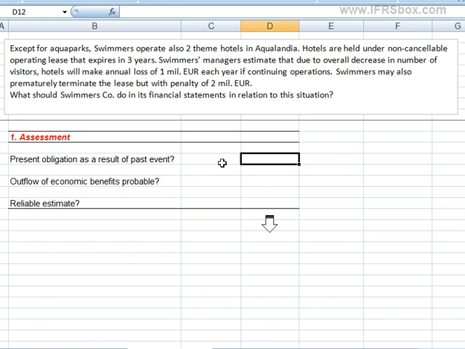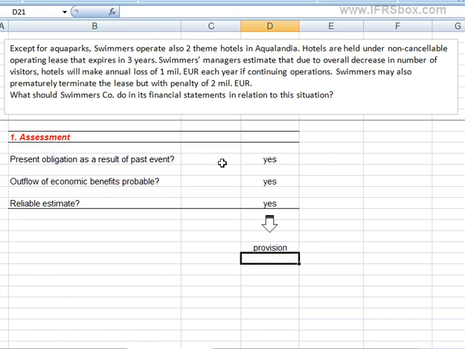First, let's assess the 3 conditions for provisions. Is there any present obligation as a result of a past event? Yes, there is, as the lease contract is non-cancelable. It is a clear legal obligation. Is an outflow of economic benefits probable? Yes, it is. Swimmers will have to pay lease payments or a penalty. Is there a reliable estimate? Yes, there is.